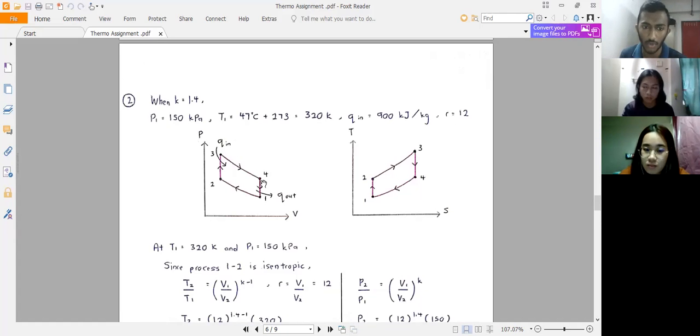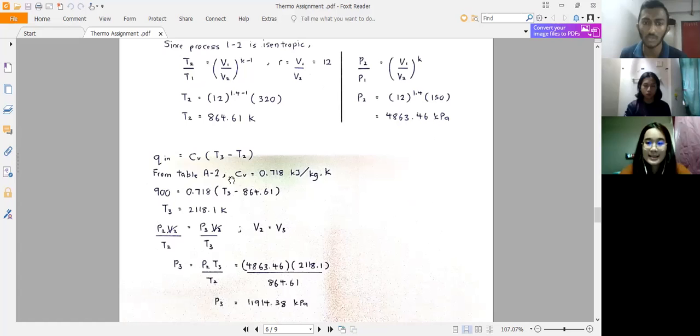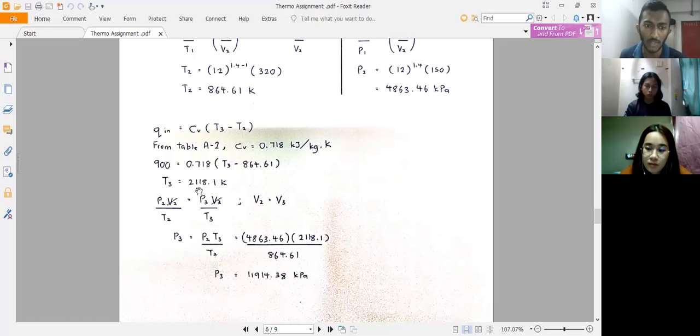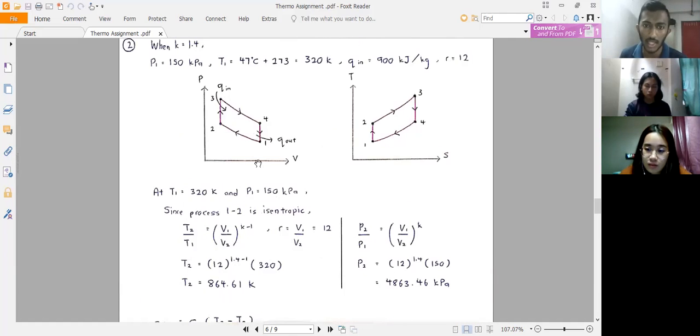Next, as we know, we already assumed the value of Q in equals 900 kilojoule per kilogram. So we use the formula Q in equals CV times T3 minus T2. From table A2, we get the CV value as 0.718 kilojoule per kilogram Kelvin, for air. So after we substitute, we get the value of T3, which equals 2118.1 Kelvin.